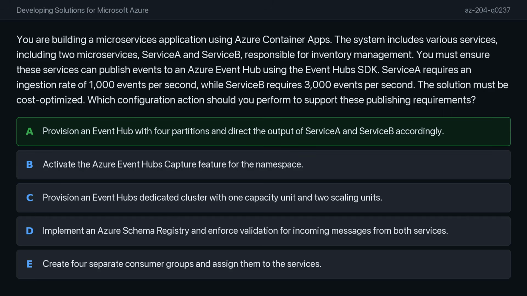I believe the correct answer is option A. In Azure Event Hubs, each partition can support a maximum of 1,000 events per second or 1 megabyte per second of ingress throughput. To handle a total of 4,000 events per second, coming from 1,000 for Service A and 3,000 for Service B, the Event Hub must be configured with at least 4 partitions to avoid throughput limitations.